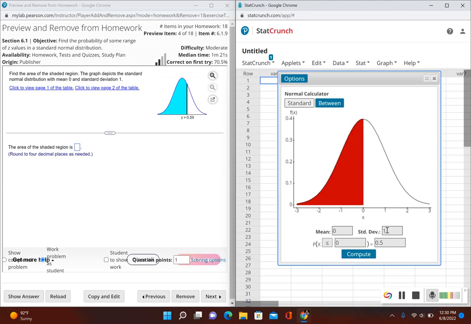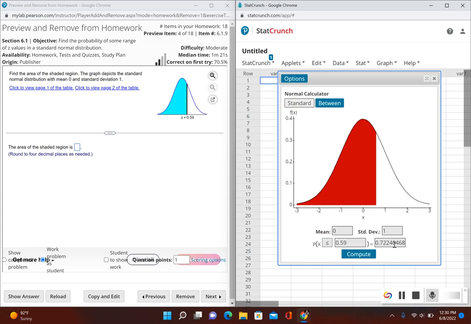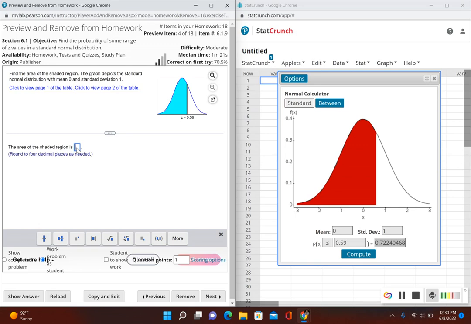Now we have a mean of 0 and standard deviation of 1. Since this is the area to the left, the shaded region on the left side, I'm going to put probability of x is less than or equal to, and I'm going to type in my z-score right over here. So I have 0.59. Click on compute, and now this is the area to the left of that z-score. Now it's telling me to round to 4 decimal places, so I have 0.7224.